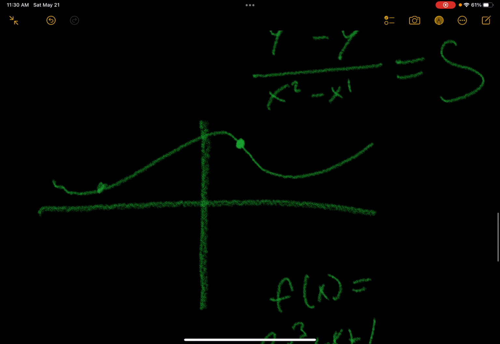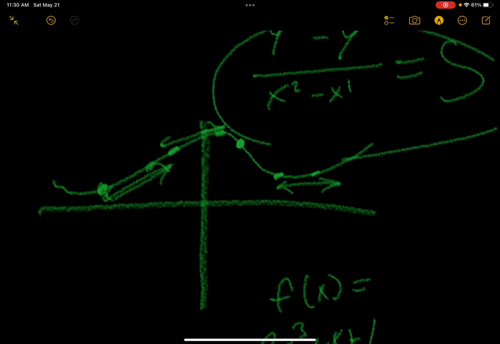So now the slope from here to here is like this, maybe. Then from here to here is like this, maybe. Then from here to here is this. This is slope. This is what we have here. But we're just trying to find the slope for that one exact point.